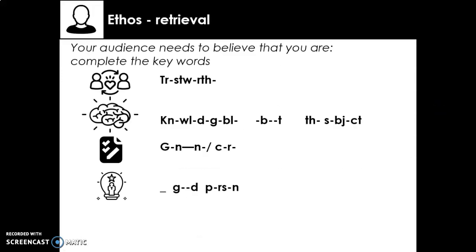Now, ethos then. So zooming in on ethos. Now it says here, can you complete the keywords? Now the little pattern here is I've gone through and I've taken all the vowels out. So even if your brain works in a particular way, what are these key ethos statements.